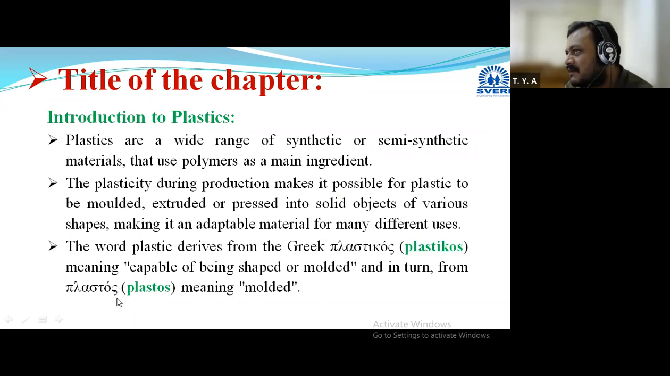Here they have given the process name, plastos, meaning molded. After giving the shape, that material will be termed plastos. But these are Greek words, just for your information. You can say this is a little history of the plastic material. From that, I have explained why and where this word is derived.